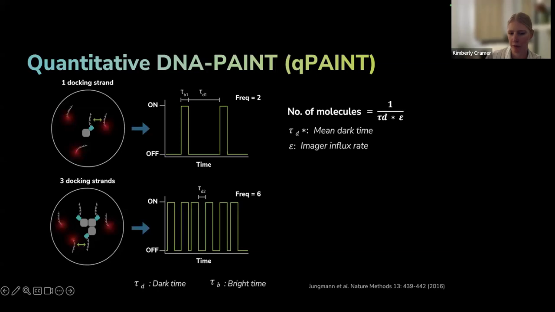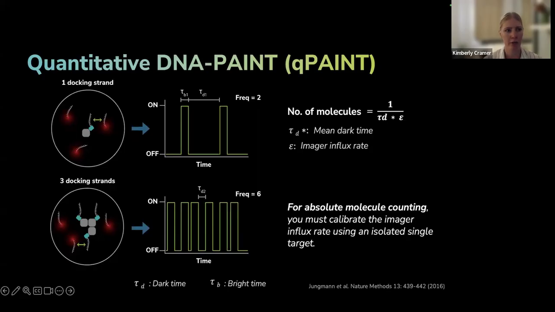So if you look at this paper, there's a really nice breakdown of how they get to this final equation and the calculations. But essentially, using these kinetics, you're able to see that the number of molecules within a certain region over a certain amount of your imaging time is related to the mean dark time of your imager strand as well as the imager influx rate. And the influx rate depends on the concentration of the imager strand and the association rate. And these values are readily available in the literature and in your data. So essentially you can just use your data and the literature to get these values.